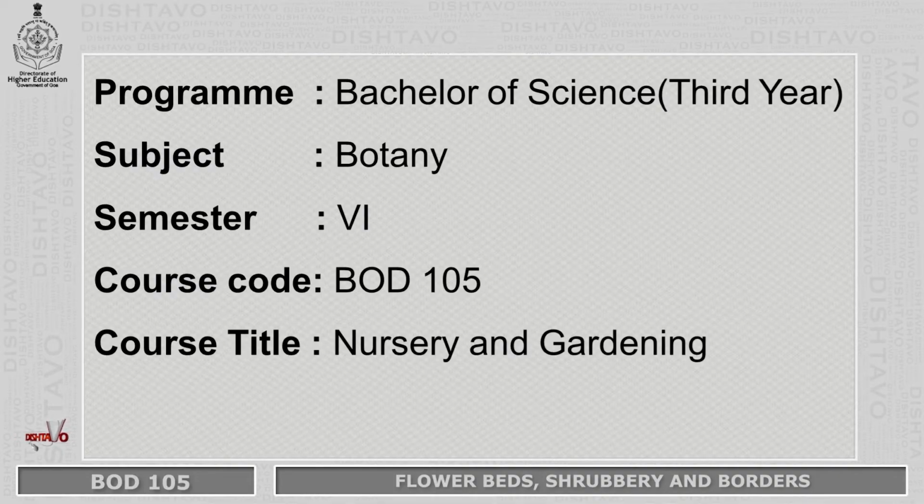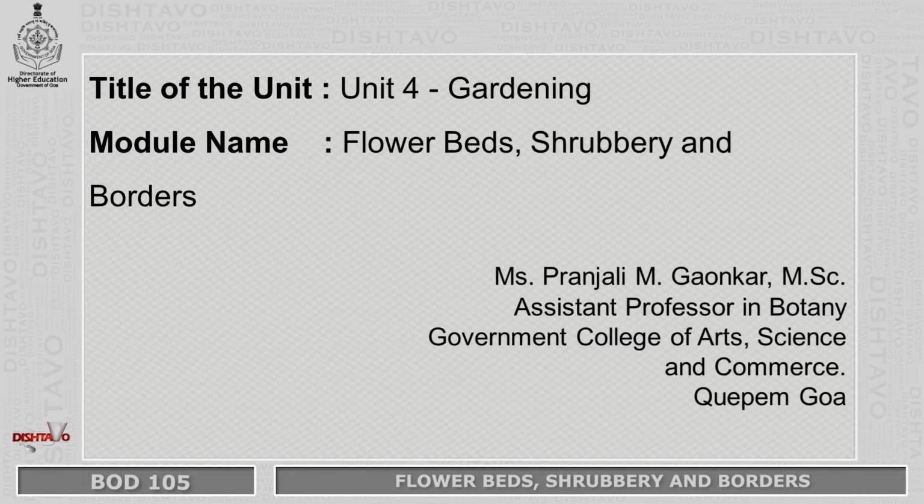Students, welcome to the program Bachelor of Science, 3rd year, in the subject of Botany, Semester 6, in the course BOD105 and course title Nursery and Gardening. Title of the unit is Gardening. Module name is Flower Beds, Shrubbery and Borders.